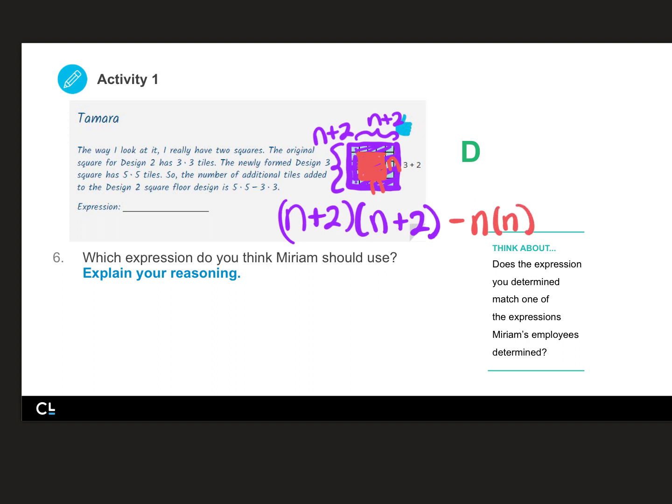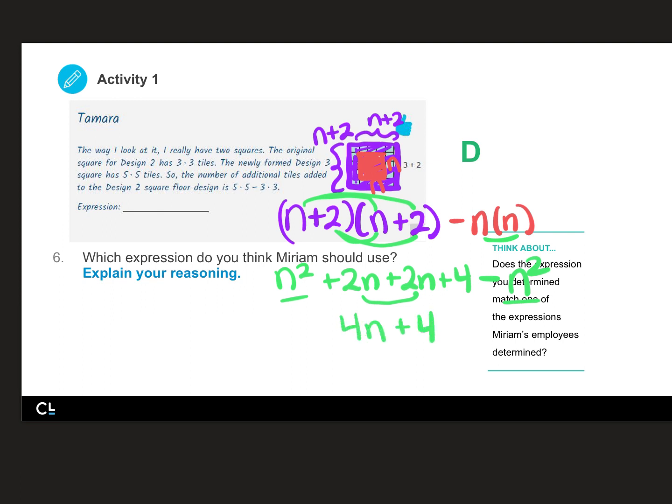And also showing that it's equivalent to Wilma's, we'll use our distributive property. We're going to take n times n, which is n squared, n times 2, which is 2n. We're going to move over here and do 2 times n, and then 2 times 2, and we're going to subtract this n squared. Well, look what happens. Those n squareds cancel because we have n squared minus n squared. We're going to combine the 2 n's to make 4n by adding like terms and bring down the plus 4. So it is equivalent to Wilma's.